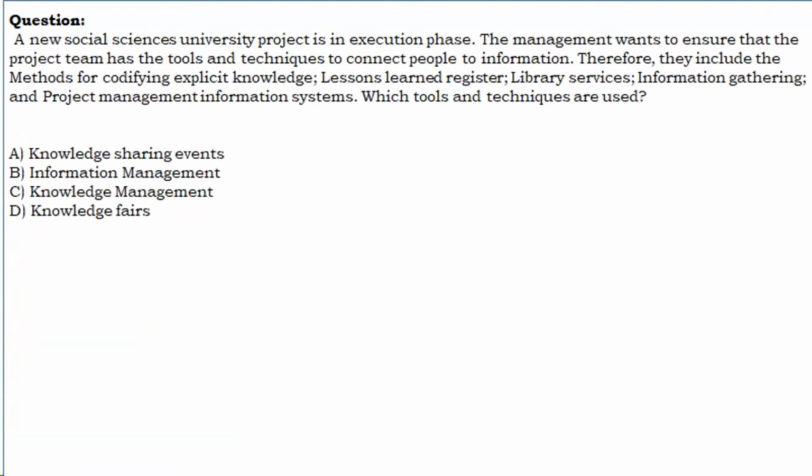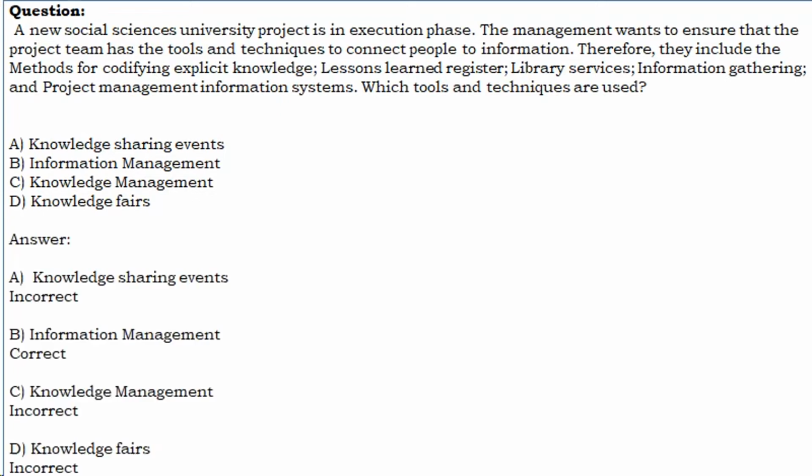A new social sciences university project is in execution phase. The management wants to ensure that the project team has the tools and techniques to connect people to information. Therefore, they include the methods for codifying explicit knowledge, lessons learned register, library services, information gathering, and project management information systems. Which tools and techniques are used? A. Knowledge sharing events. B. Information management. C. Knowledge management. D. Knowledge fairs. Let us see the answer.